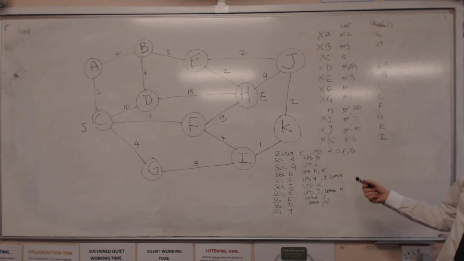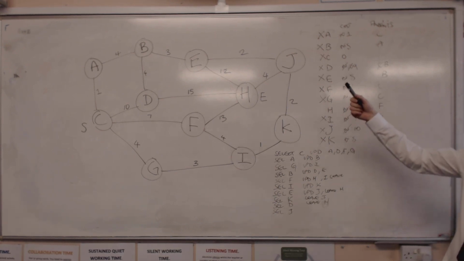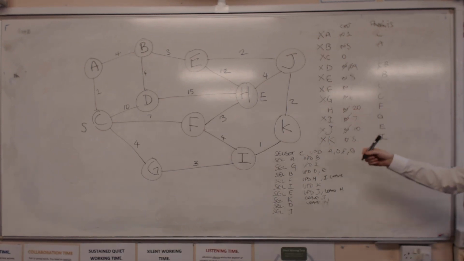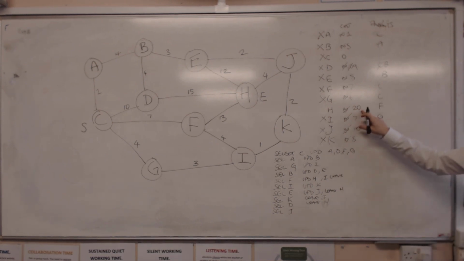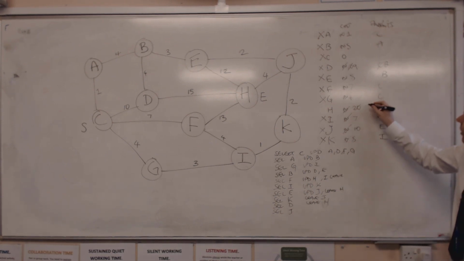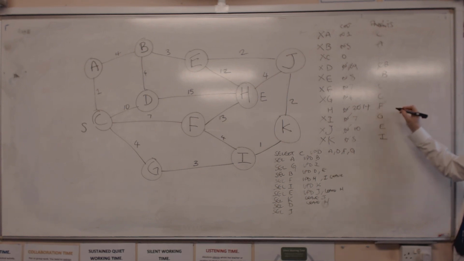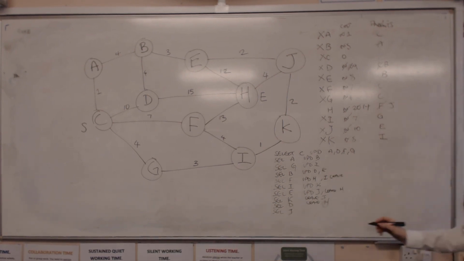Okay. Right, so let's have a look at that. So it cost me 4. How much did it cost me to get to J? 10. So that's 14. 14's better. So I'm going to put 14, and the new parent will be J. So I've updated H.